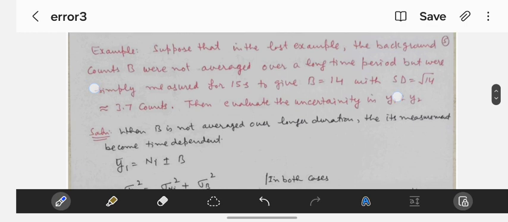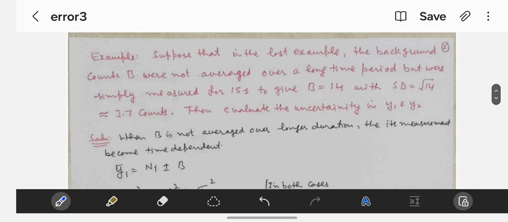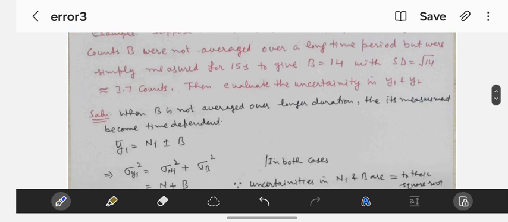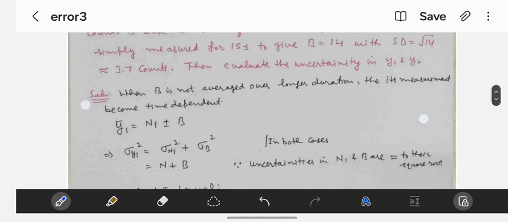Let's move on. Suppose that in the last example, where background counts were given, the background counts B were not averaged over a long time. The true value of the background counts comes when you take observations for a long time. But now in this question, they are saying that the counts B were not averaged over a long time, but were simply measured for 15 seconds to give B equal to 14 with standard deviation root 14. Obviously sigma b will be root 14 according to Poisson statistics. Then evaluate the uncertainty in y1 and y2.